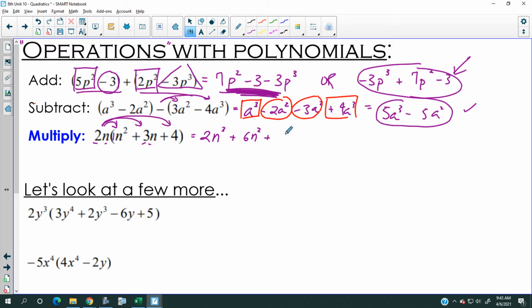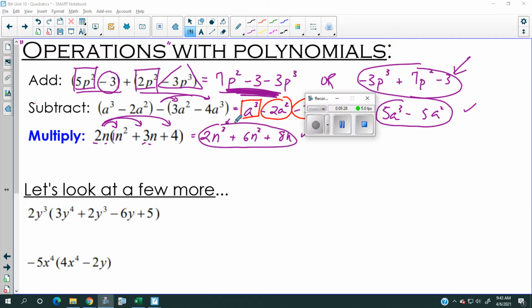2n times 4, that's 8n. Now, let's see, there's nothing to combine, right? None of these are like terms, and that's already in order, right? It's already in standard form. So that's it, done. Okay, all right, let me press pause because I gotta check my messages.